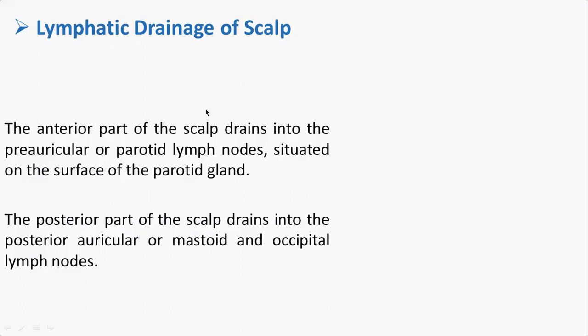What is the lymphatic drainage of the skull? The anterior part of the skull drains into the preauricular or parotid group of lymph nodes, situated on the surface of the parotid gland. The posterior part of the skull drains into the posterior auricular, mastoid and occipital groups of lymph nodes.